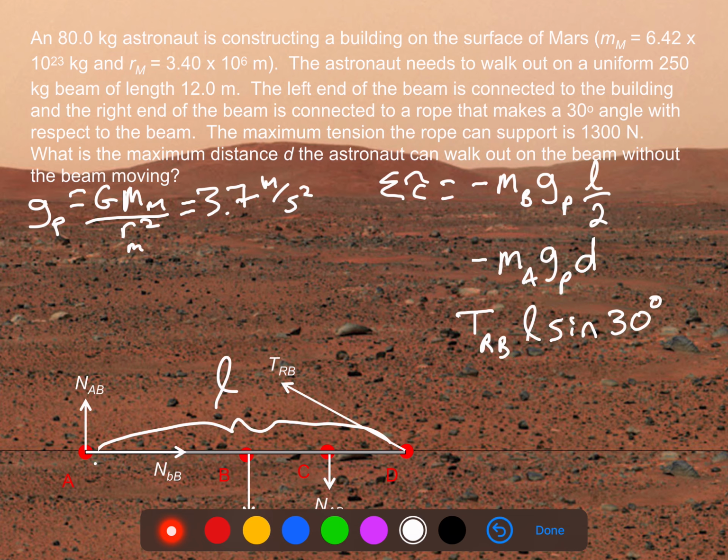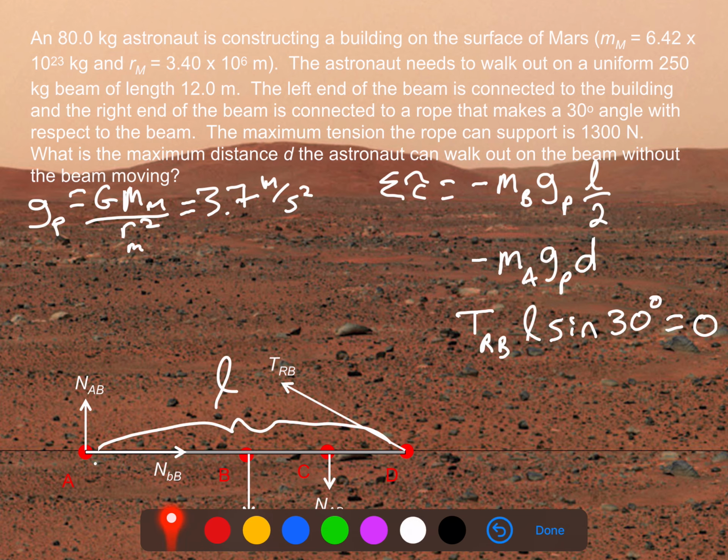Okay, so if it's in static equilibrium, all of these things have to equal 0. Now, the other thing is that the forces would need to add up to 0 as well. But if I look at this equation, I can see that I actually only have one unknown here, so I don't even need to sum up the forces and set them equal to 0. I don't need a second equation. I have one equation and one unknown, so I'm good to go.